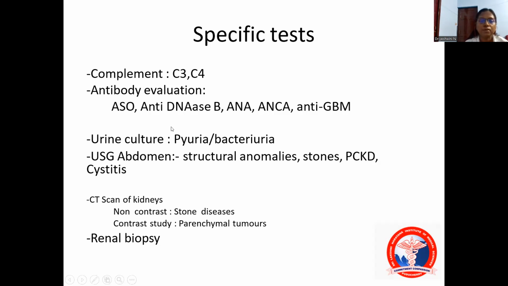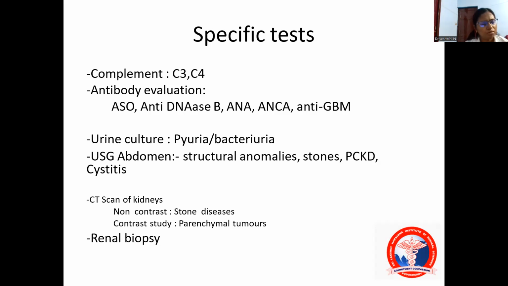You test for antibodies like ASO and anti-DNase B to check if it is post-streptococcal glomerulonephritis. You do ANCA and ANA to diagnose if it is SLE lupus nephritis. You do anti-GBM when you suspect Goodpasture syndrome. You do urine culture to diagnose UTI, that is pyuria or bacteriuria. Then you do USG abdomen to find structural anomalies, stones, polycystic kidney disease or cystitis. CT scan of the kidneys is done to diagnose tumors or calculi. At last, you do biopsy to find out the cause.